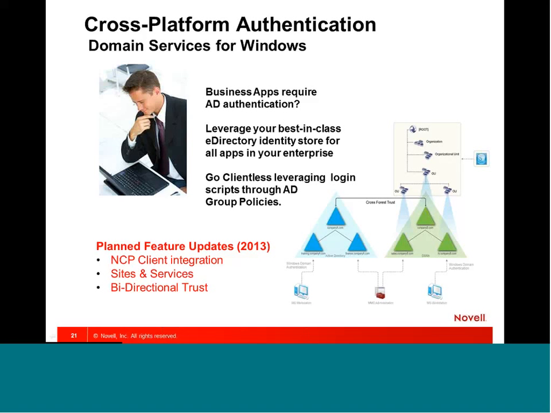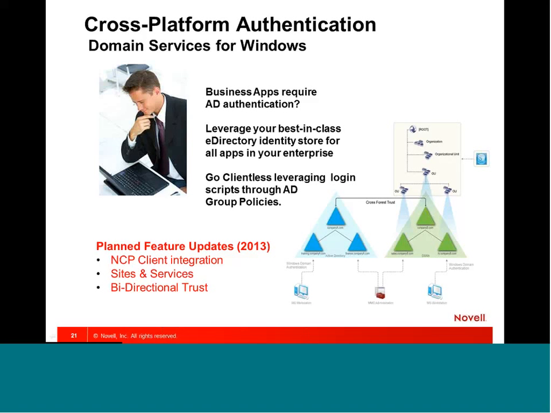So if you still want to use the NCP client to map your file shares and then have it also authenticate to domain services for Windows, we'll officially support that, although that can really be done today. We'll have this sites and services capability, which would give you the ability, if you have multiple domain services for Windows implementations, to locate the one that's closest to you, and can alleviate going over WAN links and that type of thing.